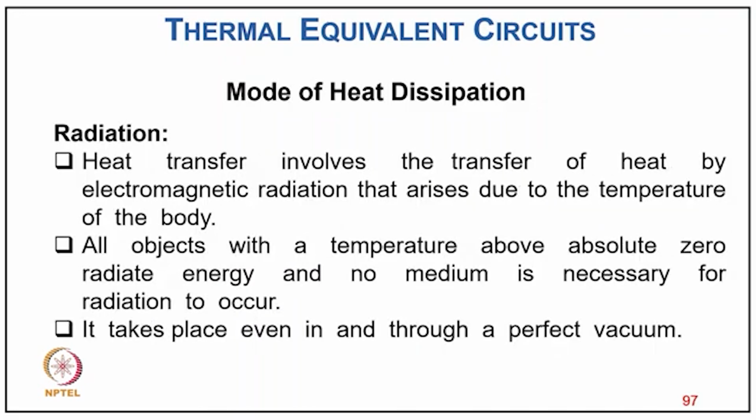And the third method of heat dissipation is radiation. Radiation involves the transfer of heat by electromagnetic radiation that arises due to the temperature of the body. All objects with a temperature above absolute zero radiate energy, and no medium is necessary for radiation to occur. It takes place even in and through a perfect vacuum.